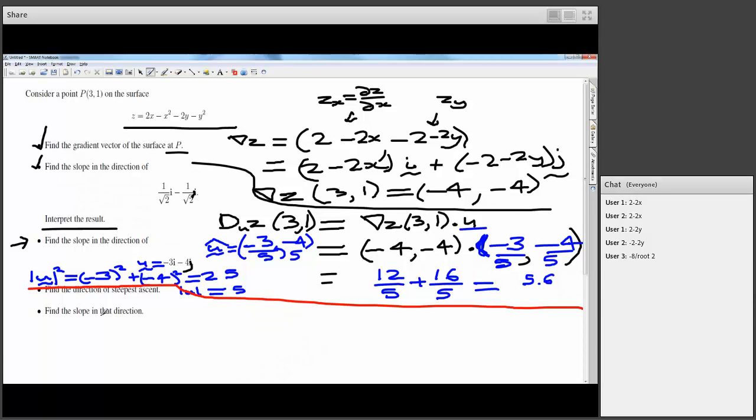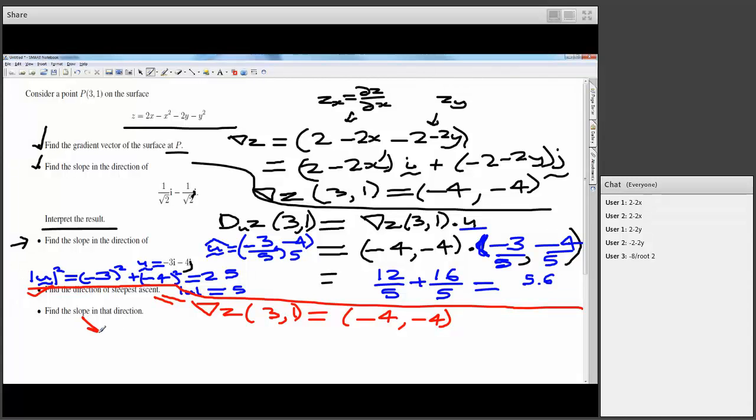The last two here are just some definitions. Find the direction of the steepest descent. The direction of the steepest descent happens to be just the gradient vector. So this is just knowing it, and this is the really important use for it, which is why I mentioned it. That happens to be -4, -4. That's the direction, and you can see it's pretty close to the -3, -4 we considered, so it's going to be close to it. That's that one done.